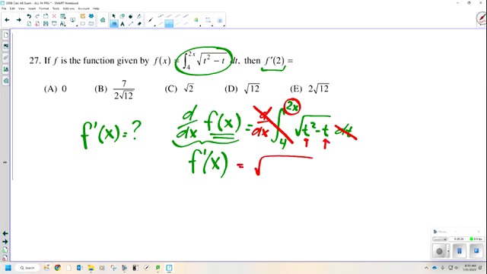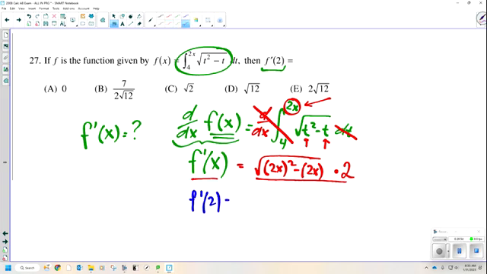So it's the square root of (2x) squared minus 2x. Use parentheses. Then we need the chain rule, times the derivative of whatever this upper limit was, and that happens to be 2x. So the derivative of 2x is 2. This is the derivative of f. And if I want that at 2, well, I just throw a 2 in.